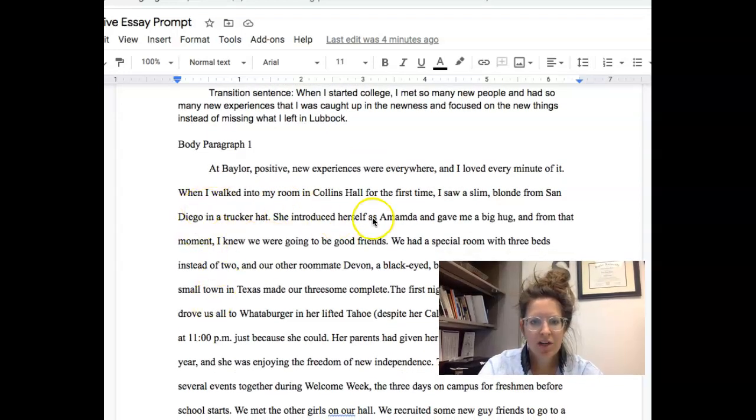When I walked into my room at Collins Hall for the first time, I saw a slim blonde from San Diego in a trucker hat. And I really remember with this narrative writing assignment, you want to use very descriptive writing. Show us with your words what you saw, what you smelled, what you felt, right? Use those 5 senses as you're writing to create a picture in the mind of the reader, okay? I could have told you, I saw my roommate Amanda, but you don't know what Amanda looks like, and you don't know what she sounds like or anything about her, right? So I have to paint a picture for you of what she looks like.